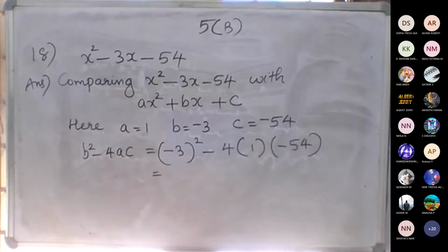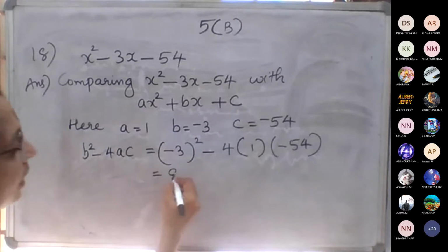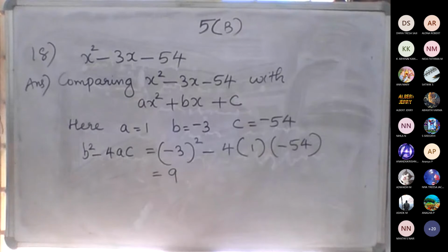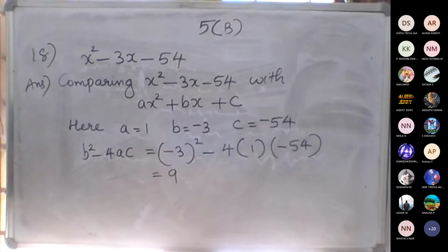So find negative 3 square. 9. Then think of the signs, then the numbers. Do the calculation in the working order. Is it negative? Think and say. It is positive. Positive only.